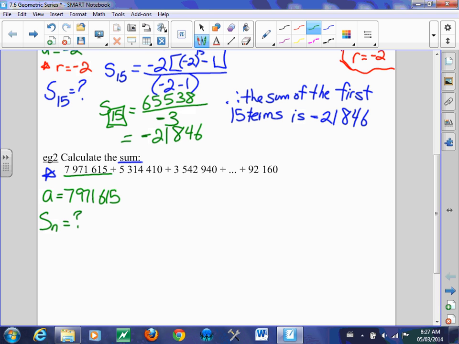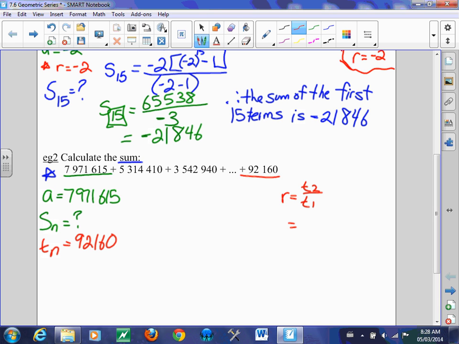Okay, we don't know how many numbers are in the series, but we do know the last value. Okay, and remember the last value is your T at N. So T at N equals 92,160. So what we know is this is getting smaller in the ratio, so the ratio should hopefully be less than 1. Looking at these numbers, it's pretty hard to figure out how to do this. Just remember when you're trying to find R, you can take T2 divided by T1 or T3 divided by T2, as long as you take the one from the right divided by the one from the left.